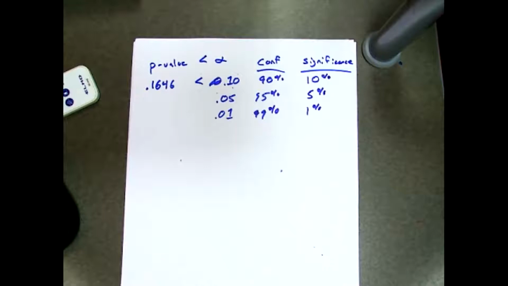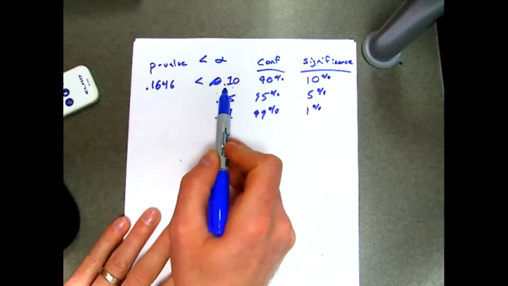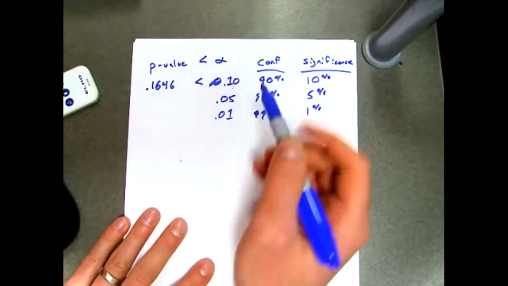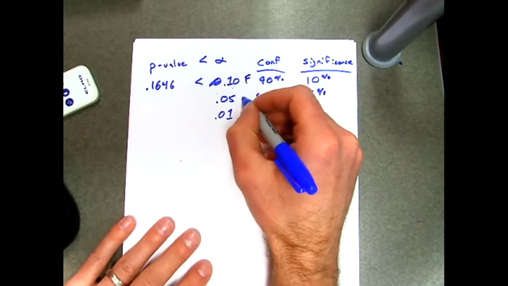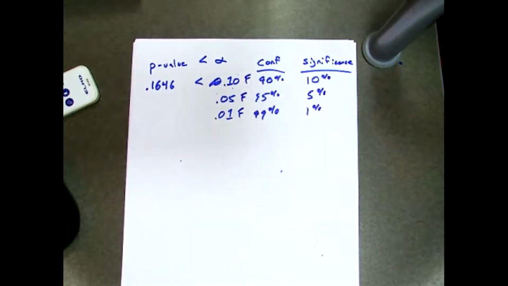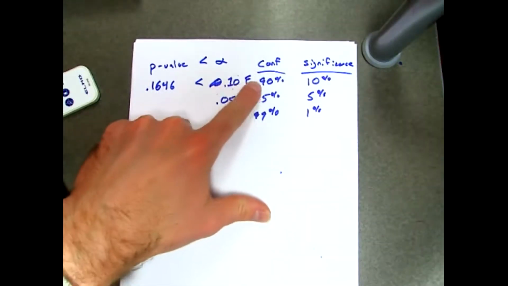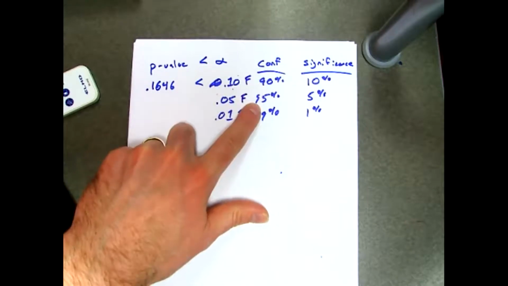Okay? So which of these can we reject the null hypothesis at? Is 0.1646 less than 0.1? No, right? So I fail to reject here. Well, if it's not less than 0.1, then it's definitely not less than 0.05 or 0.01, right? Or think about it differently. If I can't reject it at 90% confidence, how can I reject it with 95%, right?